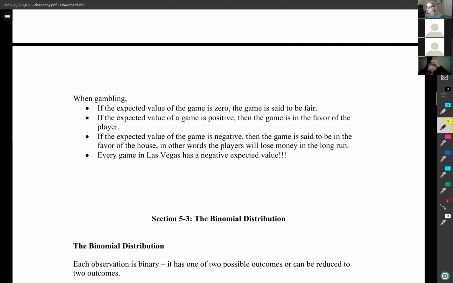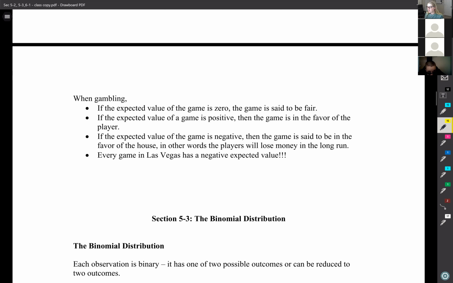So you can see in these two examples that we did, it's definitely not in favor of the people buying the tickets because both of the expected values are negative. One is $5 and one is 25 cents, but they're both negative. So it's definitely more in favor of the person doing the raffle, not the people playing. Lastly, shocker, every game in Las Vegas has a negative expected value. So every game is not in favor of the player. So in the long run, you will lose money. So really interesting that you can kind of see, do I want to play this game or not based on the expected value. So that's going to wrap up section 5.2 for us.